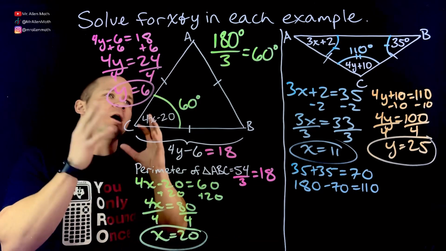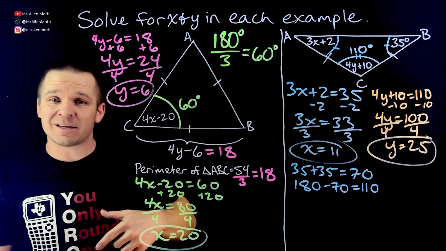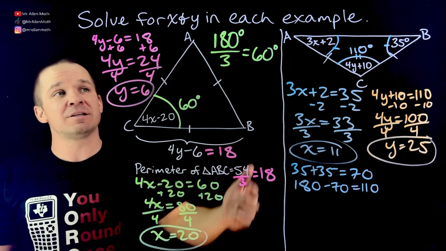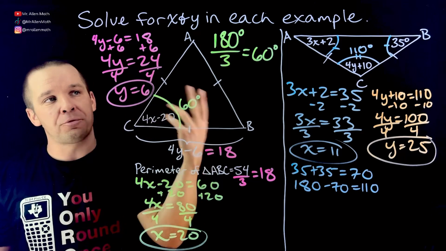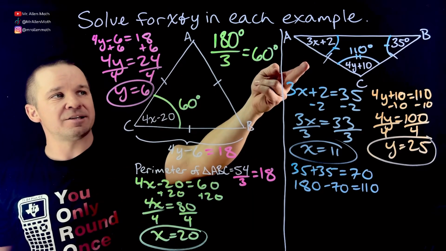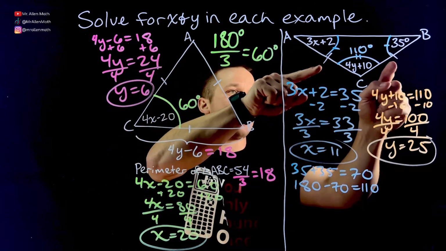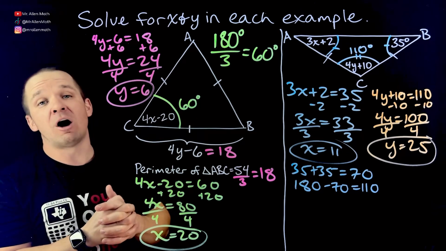We solved for x and y in each one. Quick recap. Equilateral triangle. All my sides are congruent. All my angles are congruent. Each angle has to be 60 degrees because the total is 180 degrees. In any triangle, if all three are congruent, they all have to be 60. Cool? Awesome. Isosceles triangle. Two sides are congruent, and those two angles that are opposite those sides will have to be congruent as well. And that's what we use to set up and solve that one.